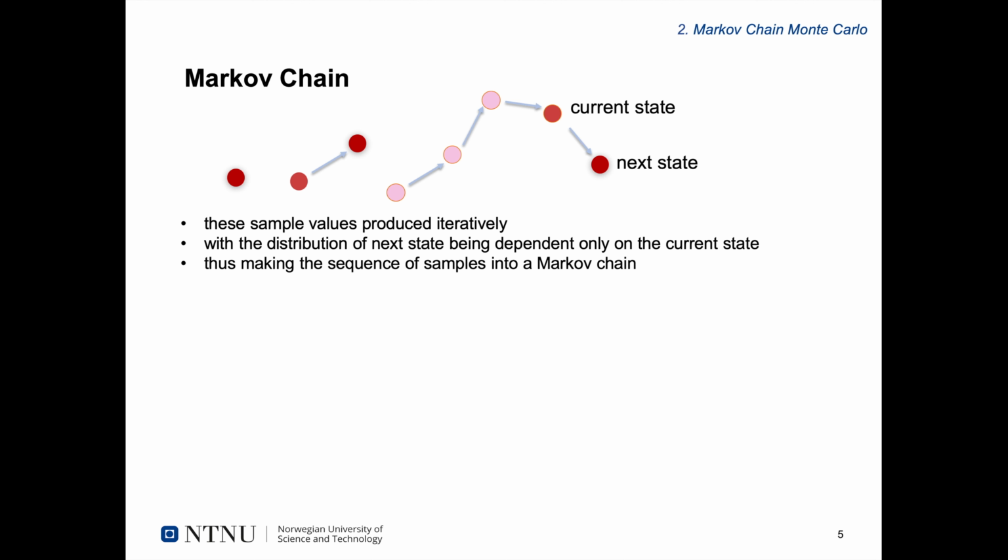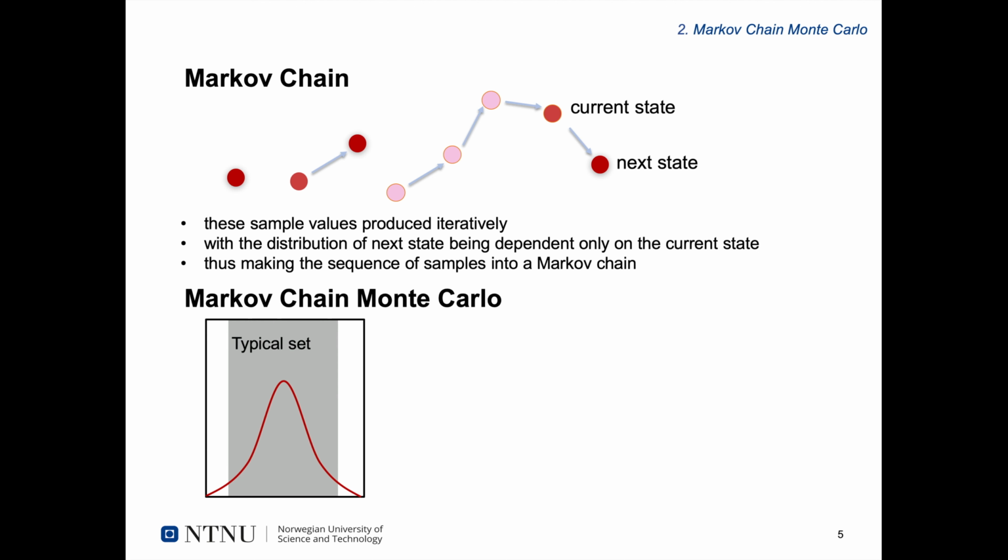A Markov chain is a sequence of points in parameter space generated according to certain probabilistic rules. The defining characteristic of a Markov chain is that the probability of transitioning to any particular state is dependent solely on the current state. Repeating this process generates a Markov chain. The idea of Markov chain Monte Carlo is a combination of Monte Carlo simulation and a Markov chain. It is one of the methods that can quantify the typical set of an arbitrary target distribution.